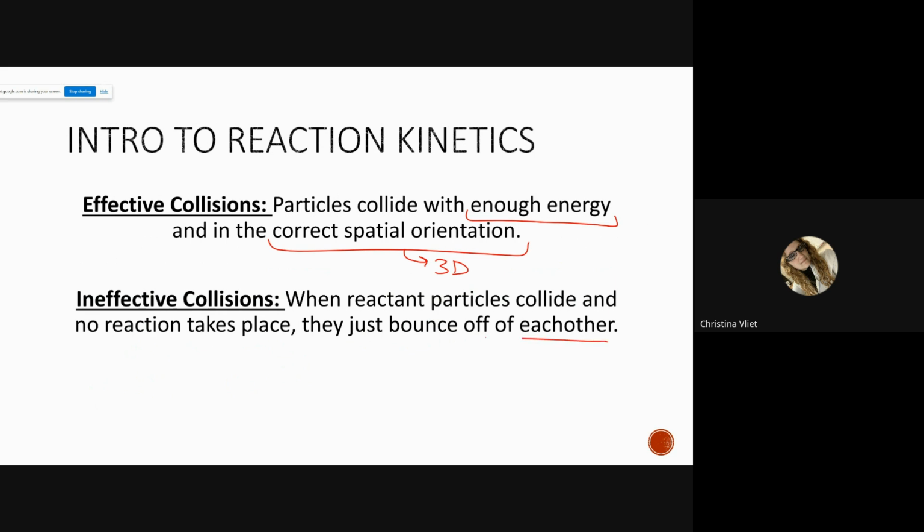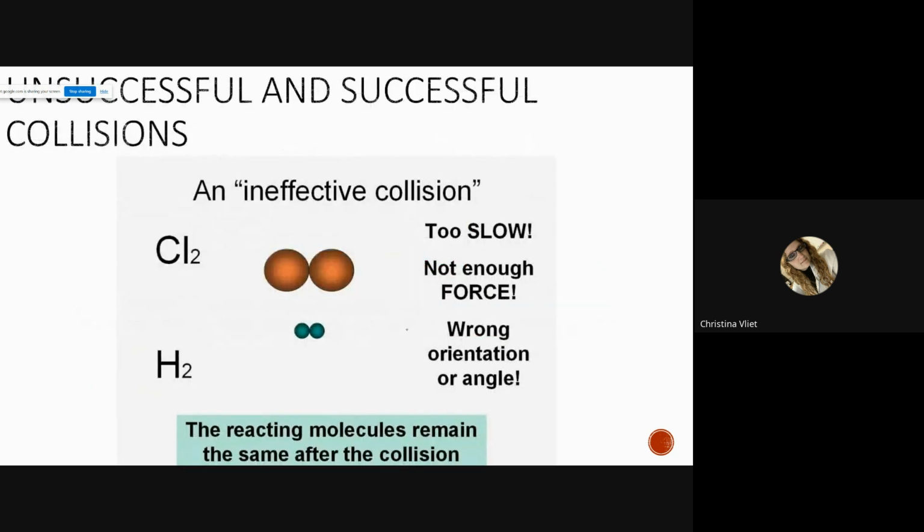Molecules just bounce off each other. That's what we call a not effective collision. No products are made in an ineffective collision. So you have to have an effective collision to change reactants into products.